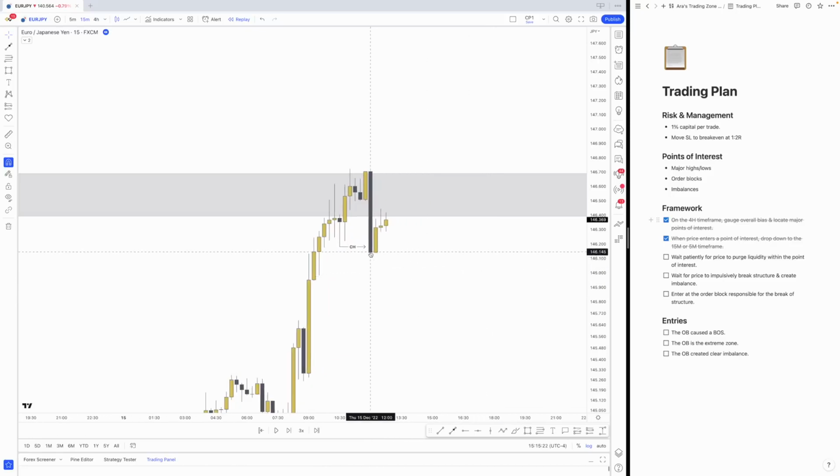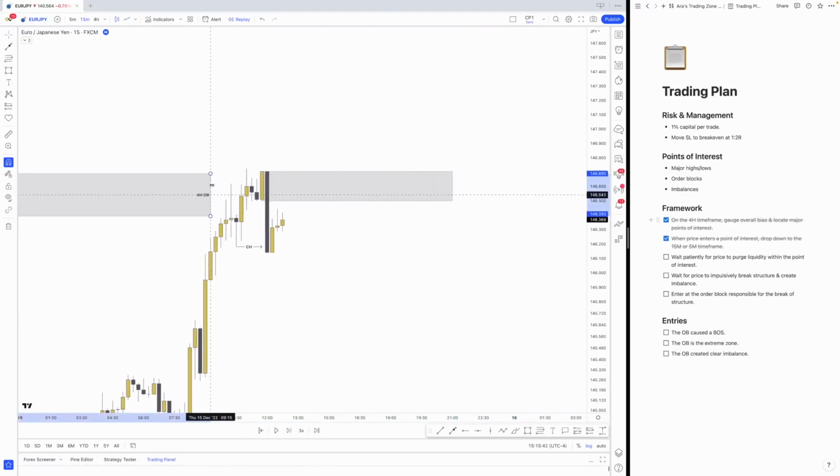And it did so impulsively that it created imbalance as well. So our imbalance is between the low of this bullish candle and the high of the next bullish candle. That's the imbalance zone. Price has already tested it, but it has not yet tested the order block responsible for it, which is this candle right here.